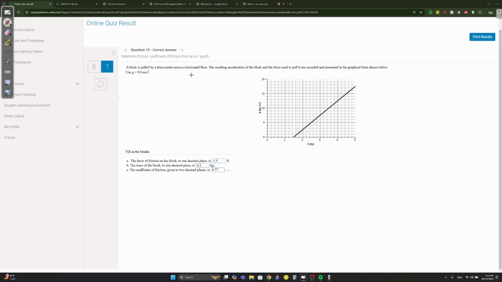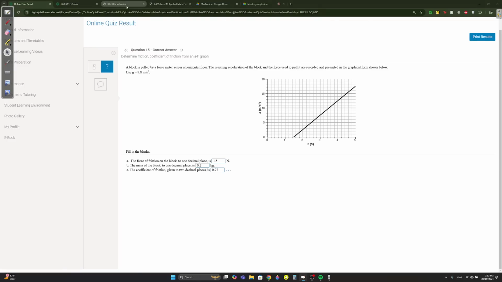A block is pulled by a force meter across a horizontal floor. The resulting acceleration of the block and the force to pull it are recorded and presented in the graphical form below. What is the force of friction to 1 decimal place? You can see that it only began to accelerate after the force of 1.5 newtons. How do you know how much the friction is?